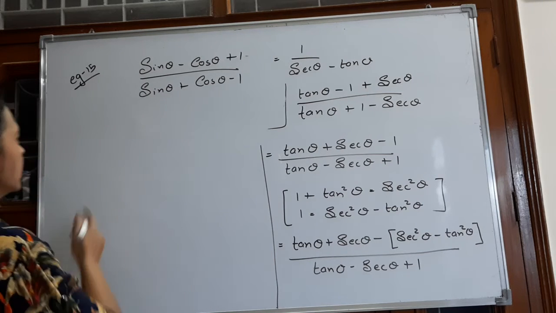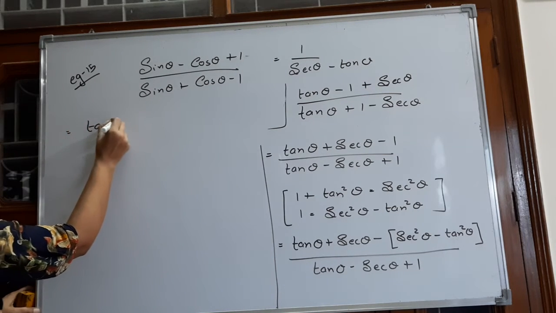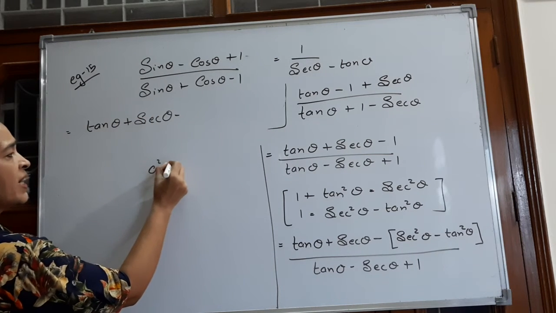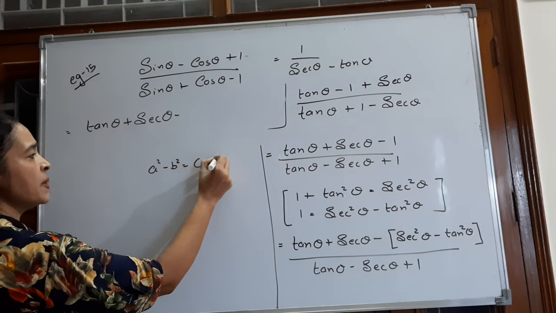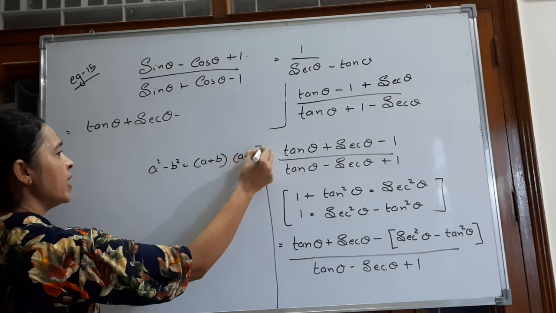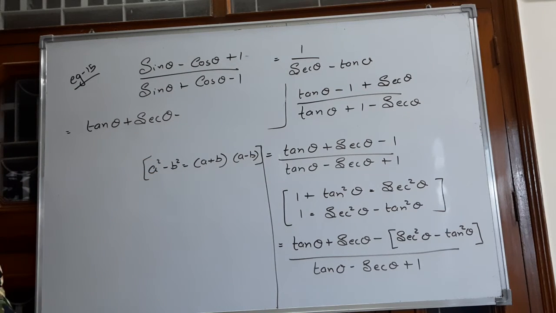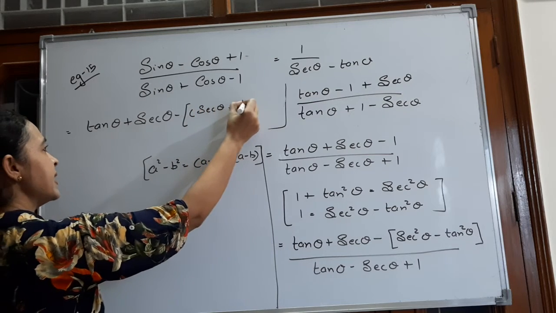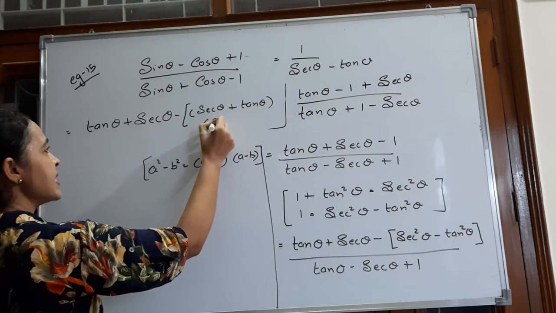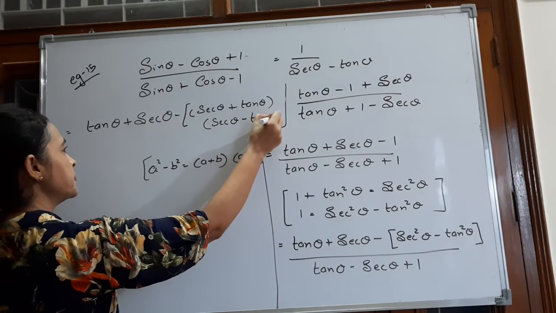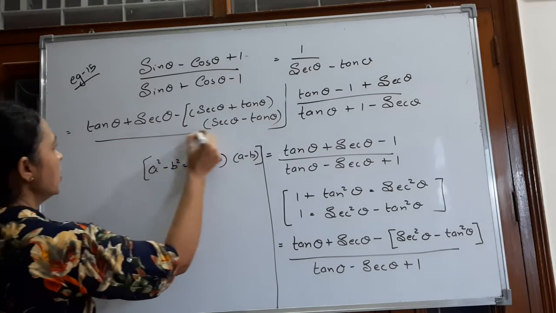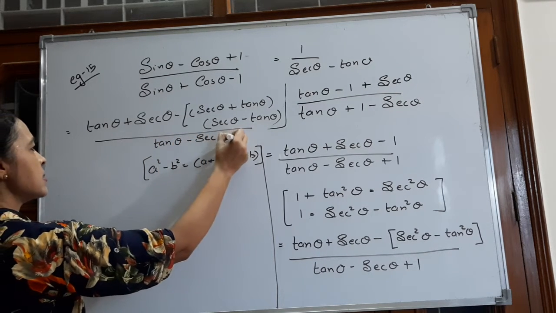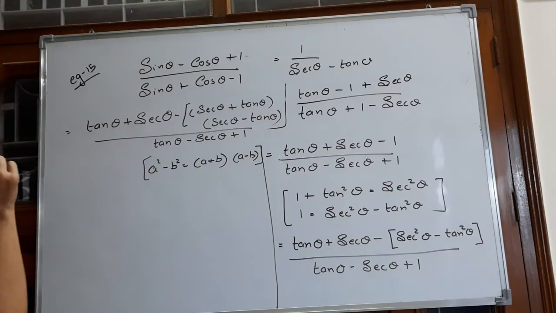Now children, we can write it as tan theta plus sec theta minus, what is a whole square minus b square? It is (a plus b) into (a minus b). We are using this identity, and in place of sec square theta minus tan square theta, we will write (sec theta plus tan theta) into (sec theta minus tan theta). Clear? Upon we have tan theta minus sec theta plus 1. We won't change anything in the denominator.